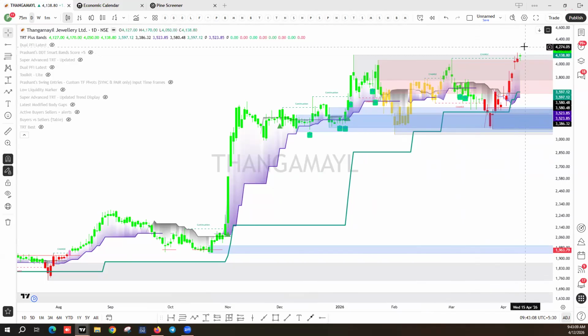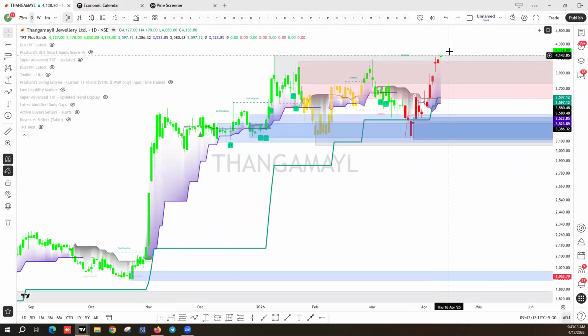It is possible that if it breaks out, it may again go up and consolidate at a higher level. But I will not buy on this green candle because even if I buy on this green candle, my stop loss is below all the zones. If the candle closes below this, then I will exit. So it's not favorable for my risk reward.